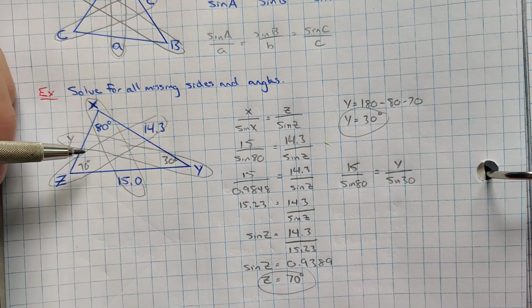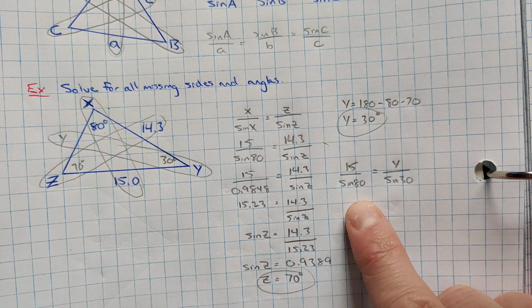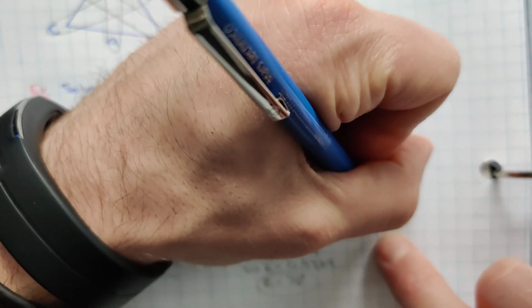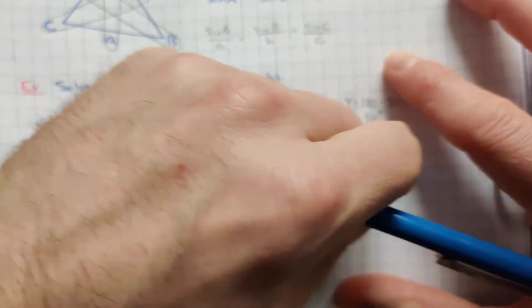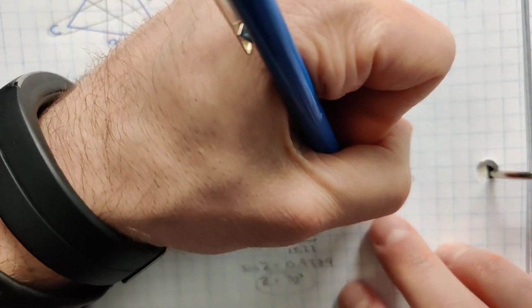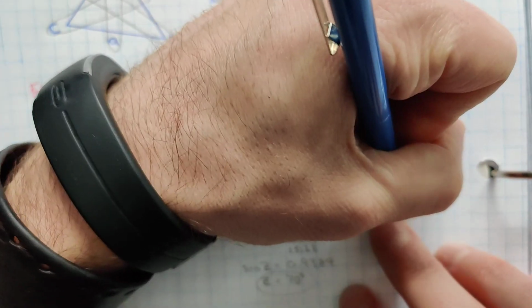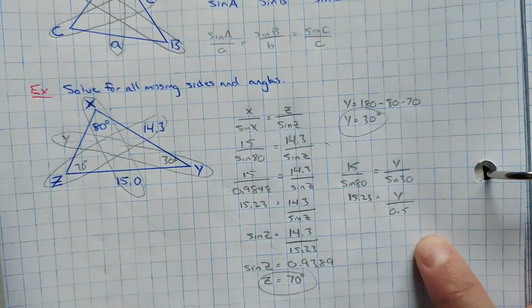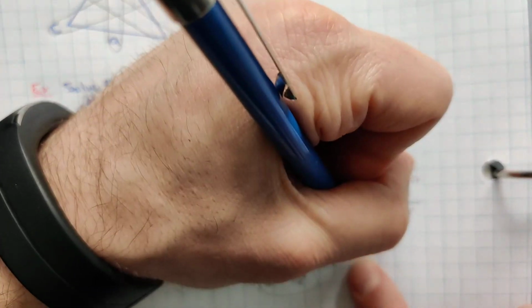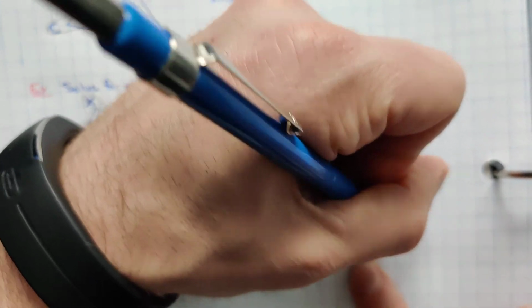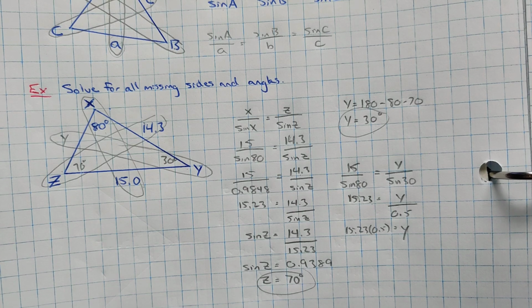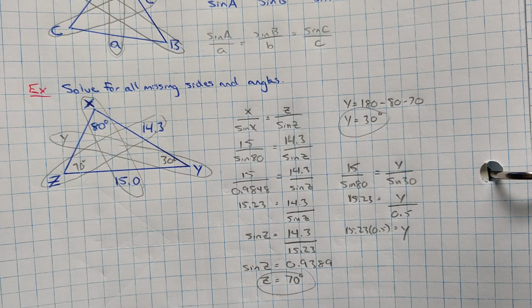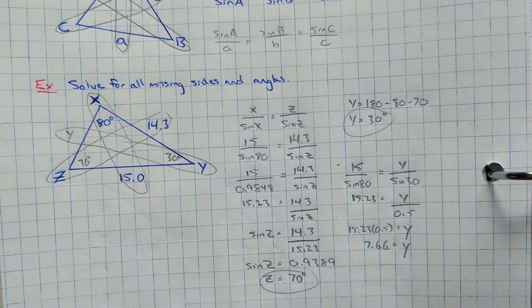So there's my pairing. We have the sine of 80 again. Well, we know 15 divided by sine 80. Let's just do that right away. 15 divided by sine 80 is going to give us 15.23. And then I have Y over the sine of 30. The sine of 30 is 0.5. And then I just cross multiply that. 15.23 times 0.5 equals Y. And 15.23 times 0.5 is going to give me 7.66 equals Y. So there's my Y value.